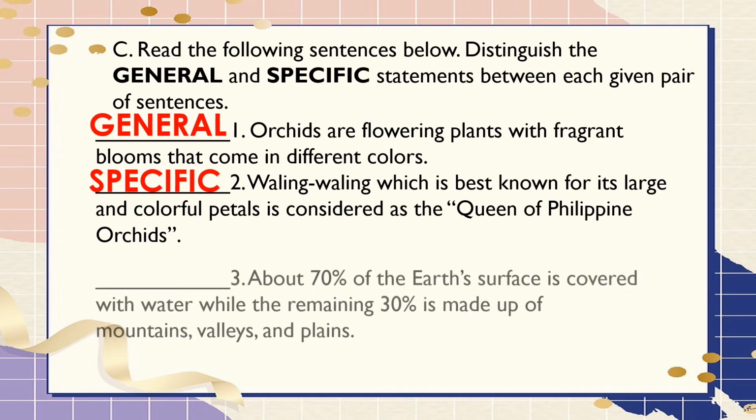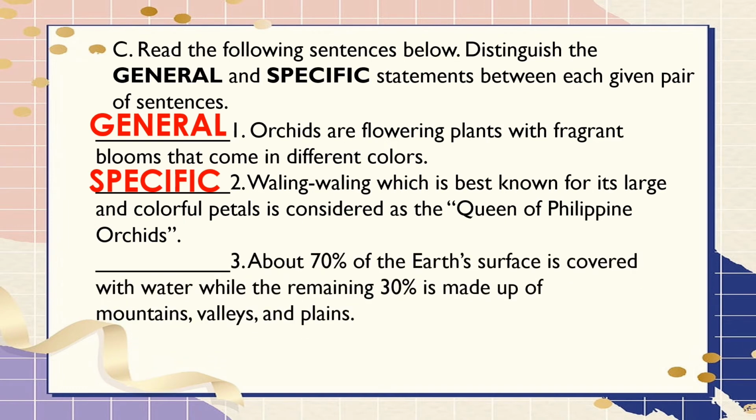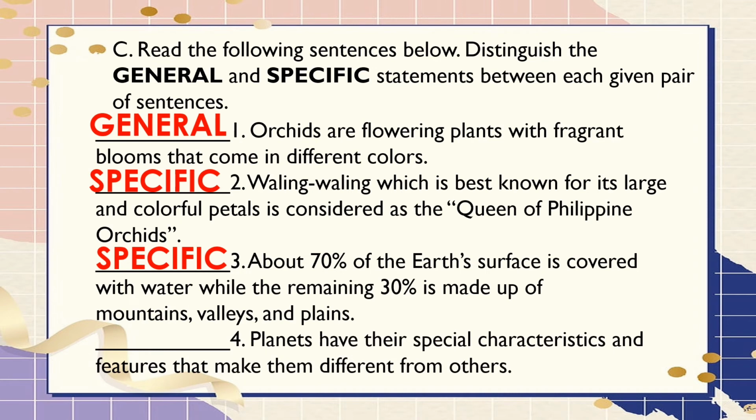Number 3. About 70% of the Earth's surface is covered with water, while the remaining 30% is made up of mountains, valleys, and plains. What is the answer? Correct, it's specific. Number 4. Planets have their special characteristics and features that make them different from others. What's the answer? Correct, it's general.